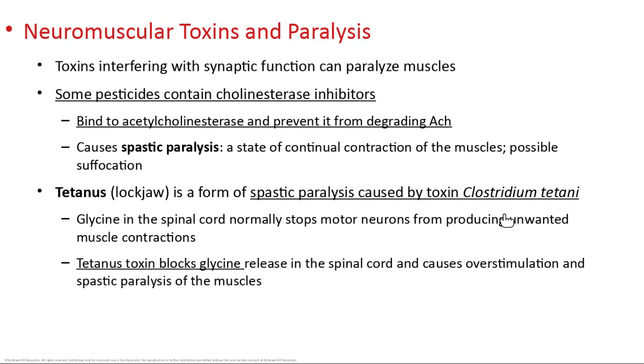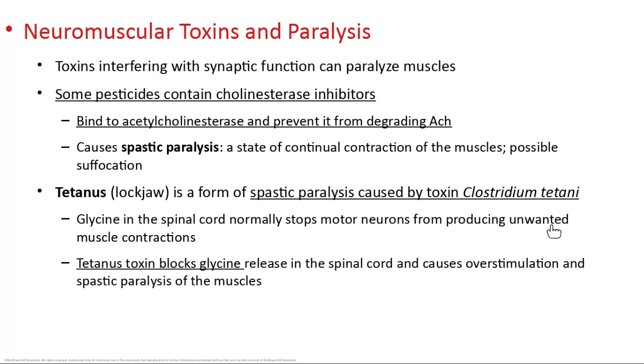So the deal is tetanus. What can be a cause of this? Well, it is a form of spastic paralysis, so you're having a continued contraction. One cause of this is a toxin that is made by a bacterium called Clostridium tetani. It's called tetani because it causes tetanus. It causes you to experience a fused temporal summation, a fused tetanus.